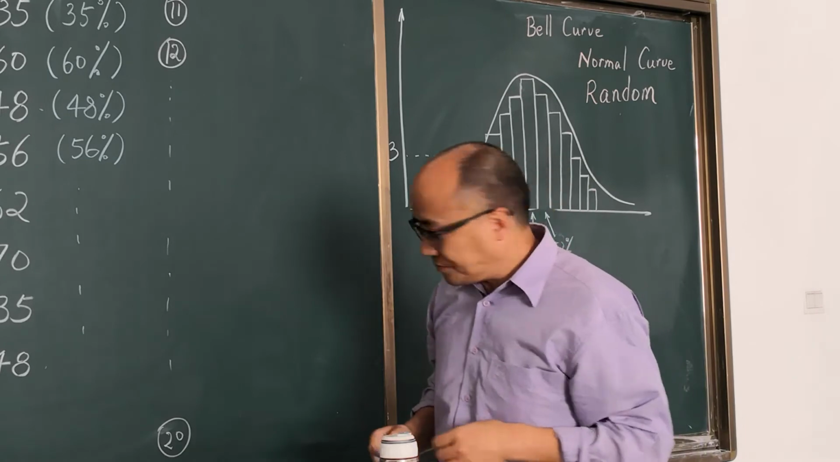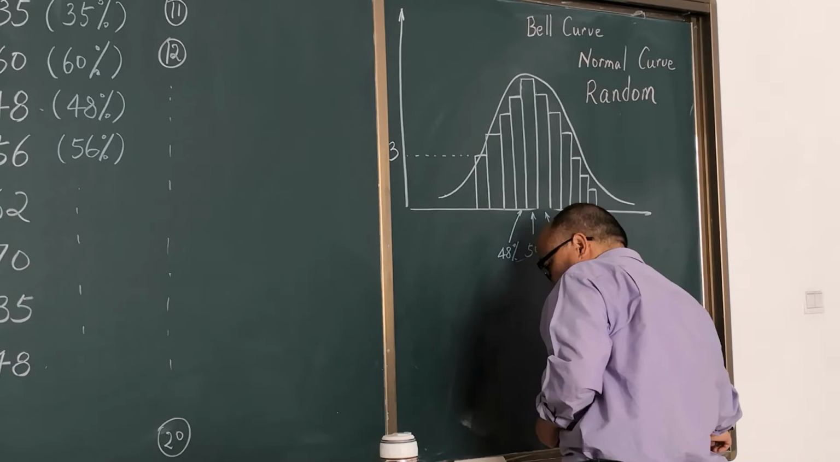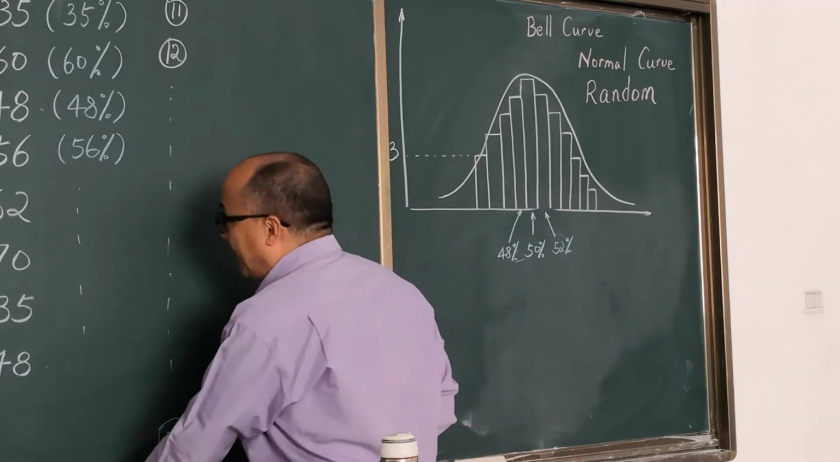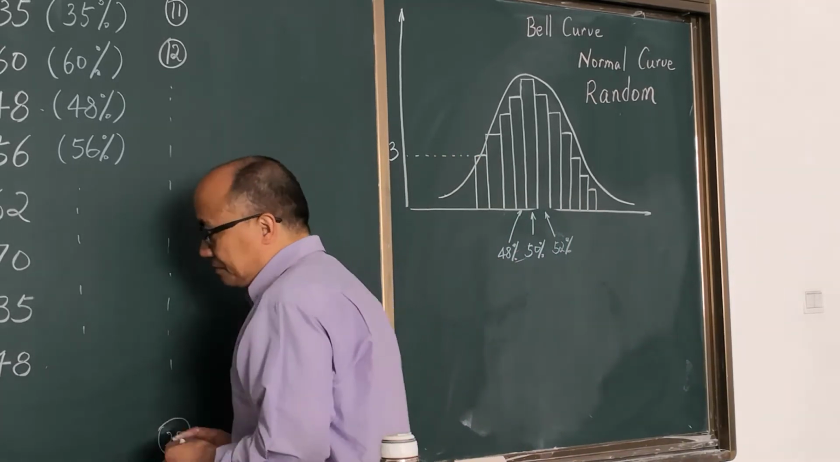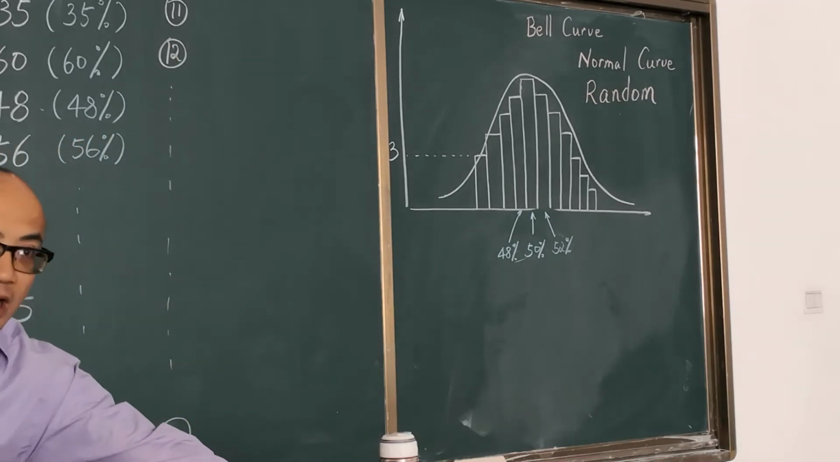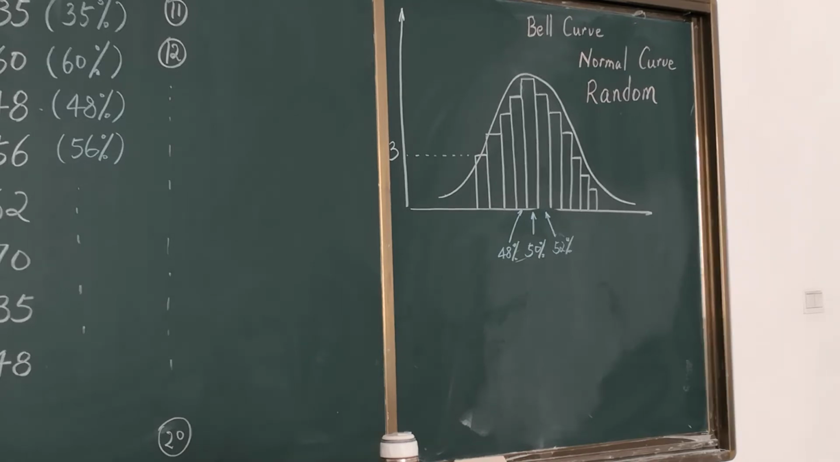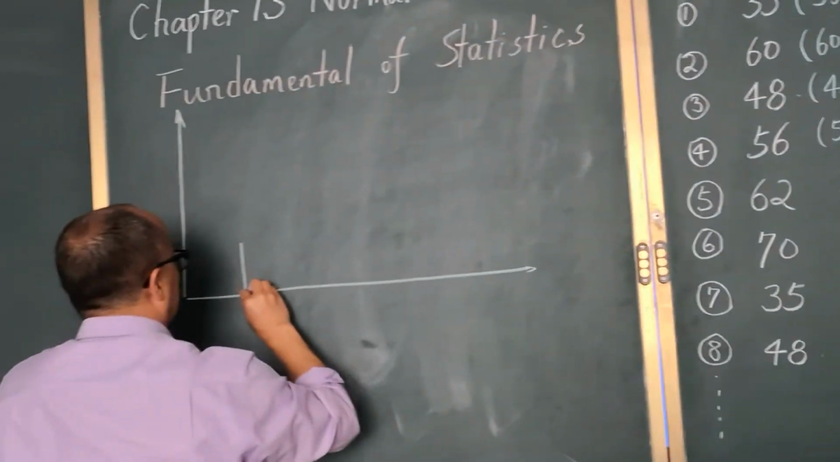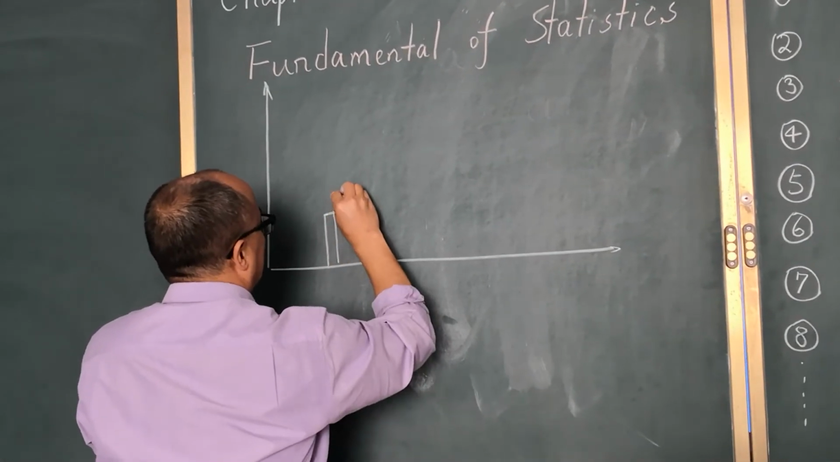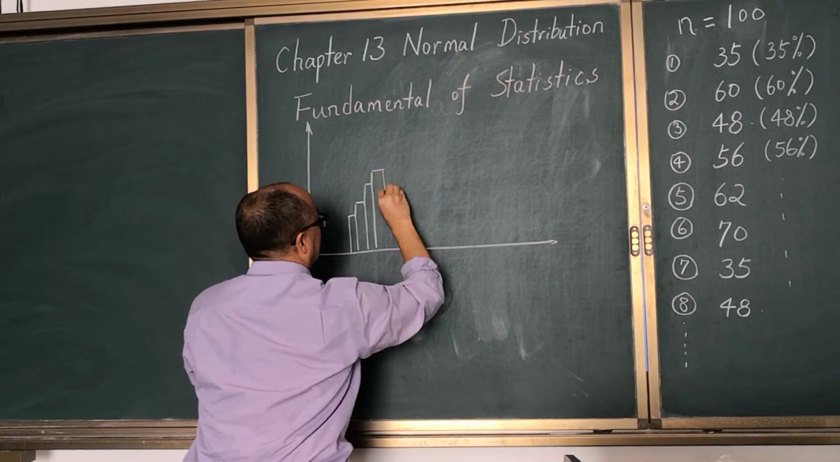For example, here is a question for you guys. If we did this experiment, 100 people throw the coin, and here is the data.